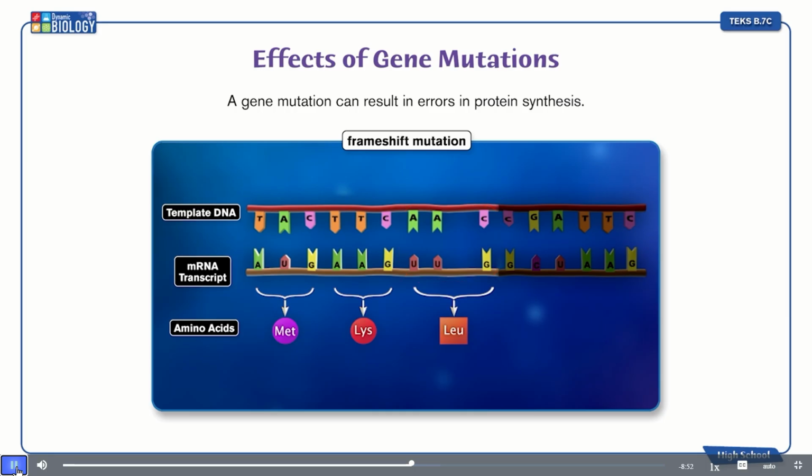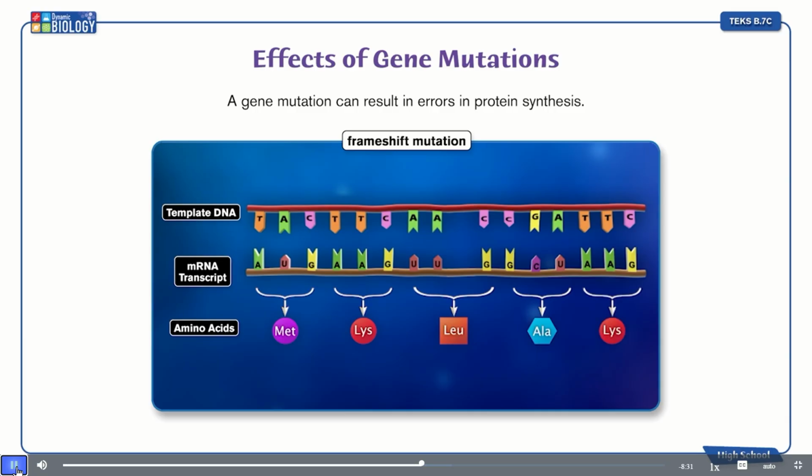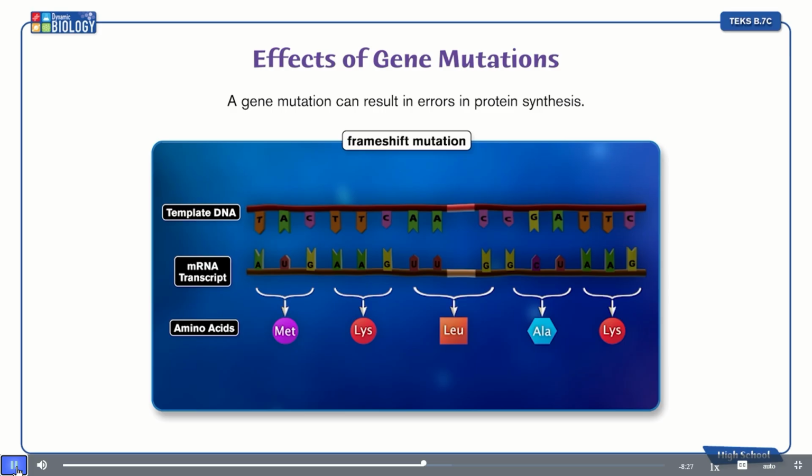And that's just the first error. The next RNA triplet now reads GCU, which codes for alanine. But it was supposed to be glycine here. And as you may remember, the next triplet was supposed to be a stop codon, but now it codes for the amino acid lysine. All of this was caused by a single deletion mutation.